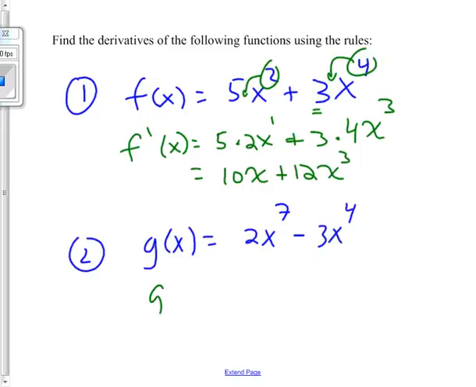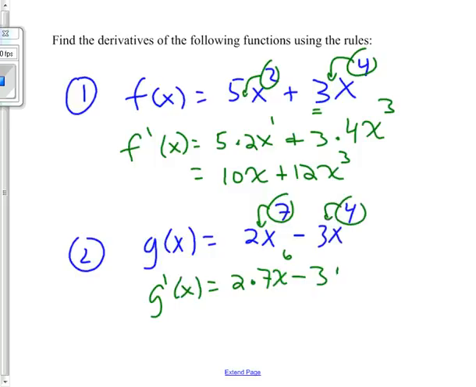And g prime of x, the derivative of g, similarly, we have 2 because it's a constant times 7 because the 7 drops down. 7 minus 1 is 6, minus 3 times 4 times x to the 4 minus 1 is 3. So this equals 14x to the 6th minus 12x cubed.